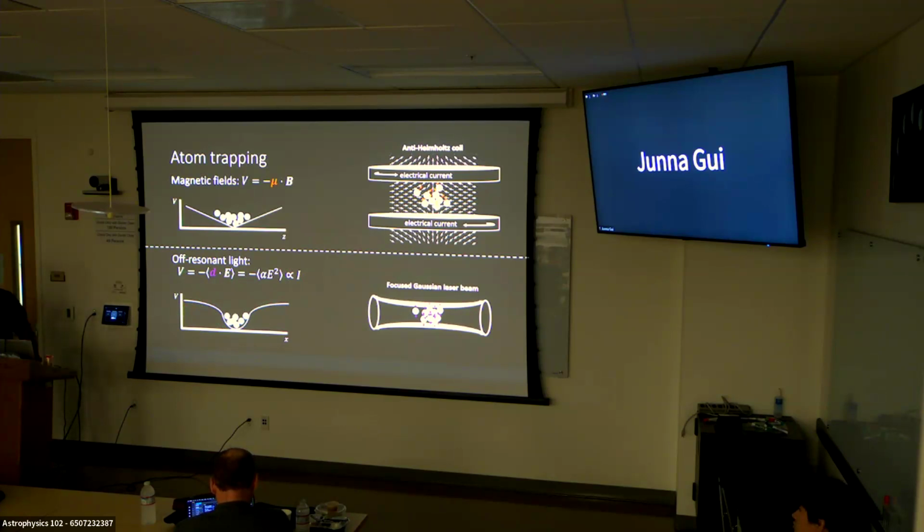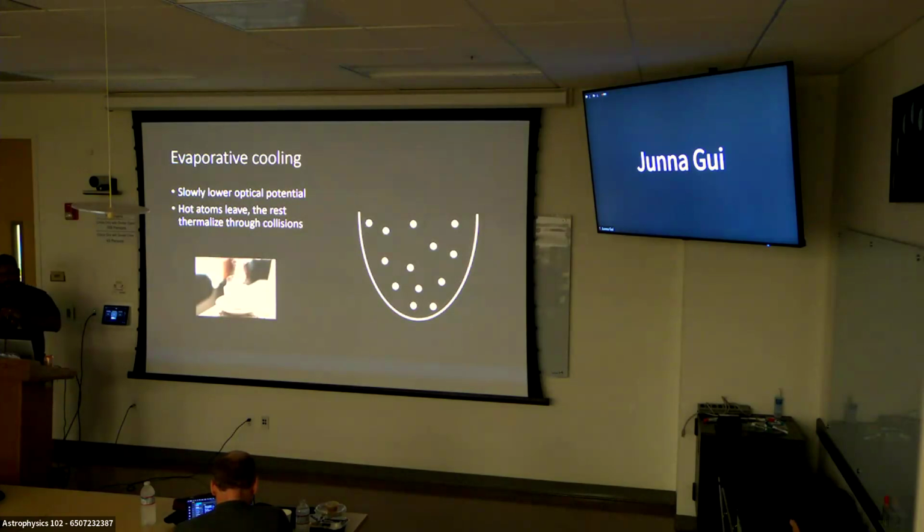So all of the trapping and cooling we do is some combination of applying magnetic fields with current carrying coils, or either focused or not particularly focused laser beams. And I mentioned that evaporative cooling is the last bit of the process. This is how we really get to the degenerate quantum gas. So for example, how we make a Bose-Einstein condensate.